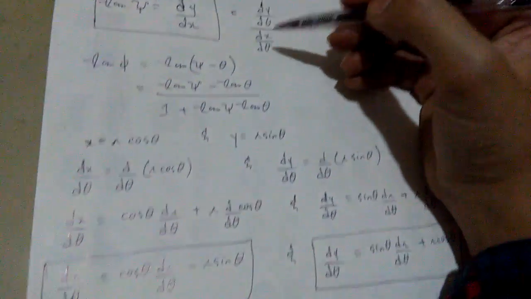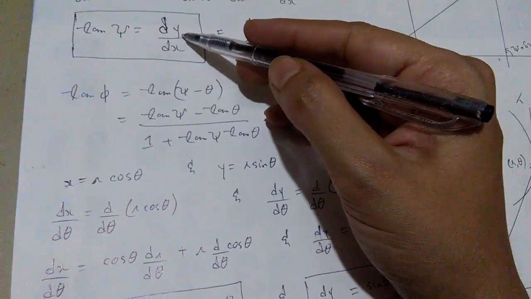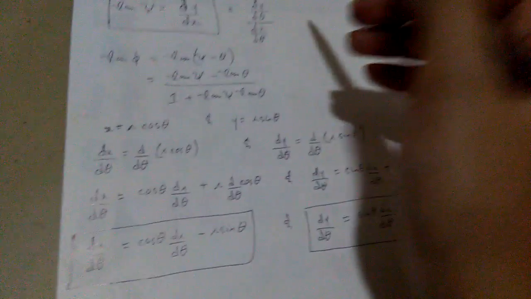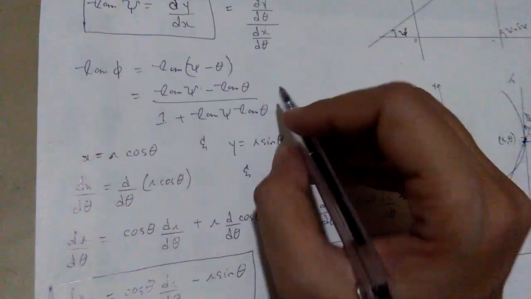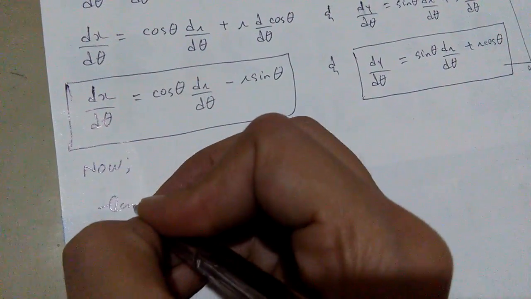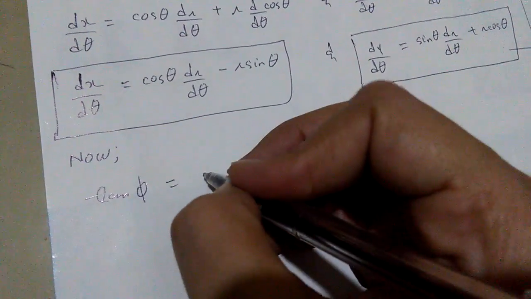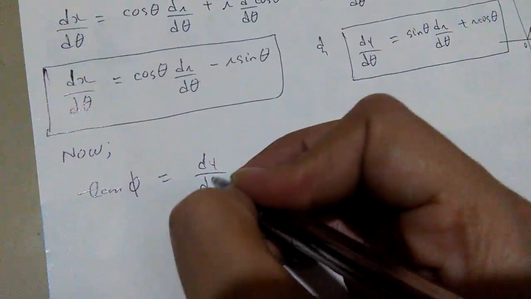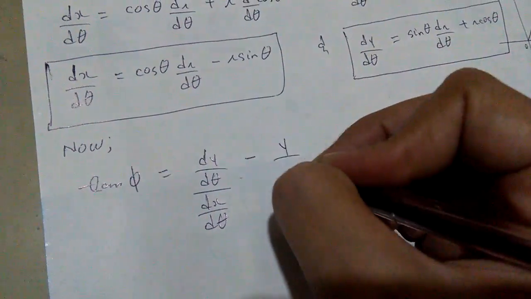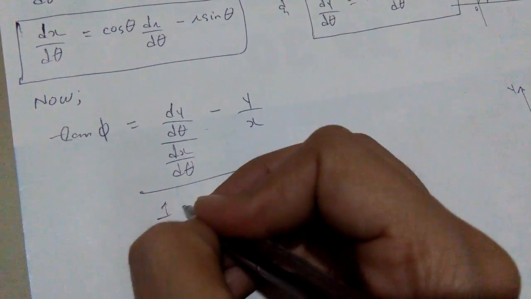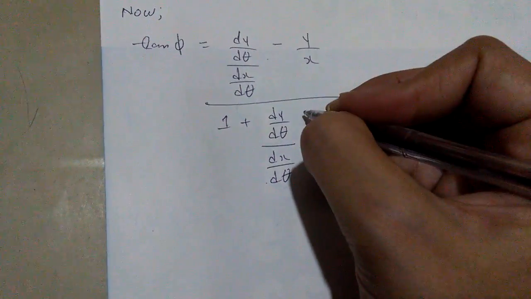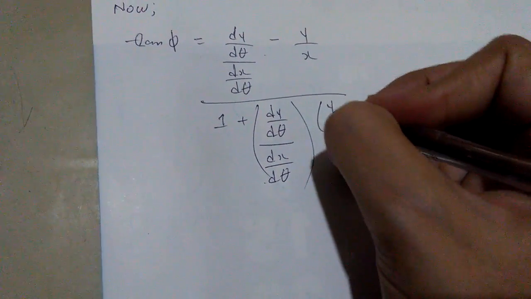Okay, so we are going to use this at this position. All right, so now let us substitute the respective values over here. Okay, so now tangent phi is equal to (dy upon d theta) upon (dx upon d theta). This is your tangent psi, minus tan theta, is y upon x upon 1 plus (dy by d theta upon dx upon d theta) times tan theta, which is this.